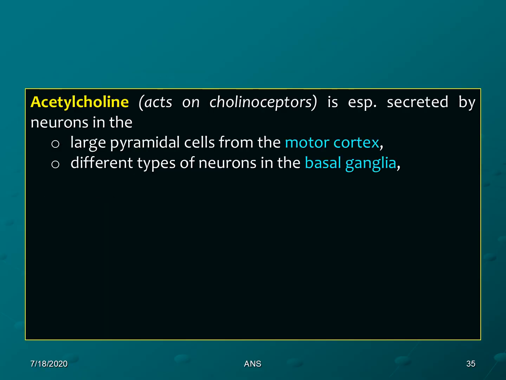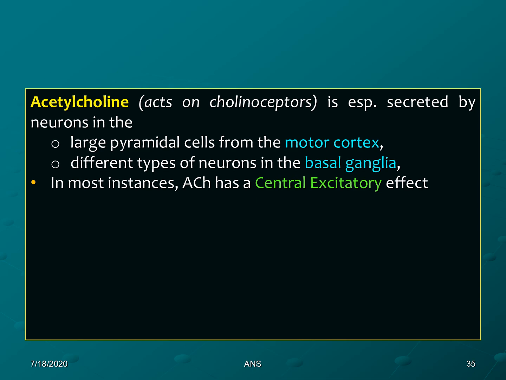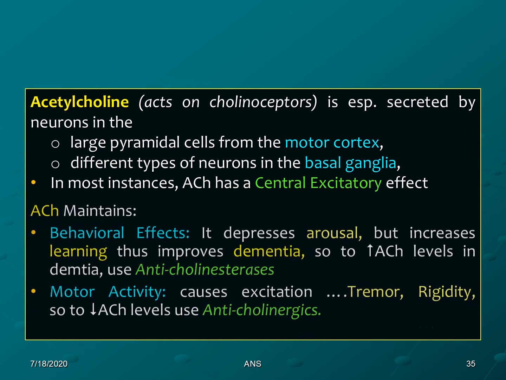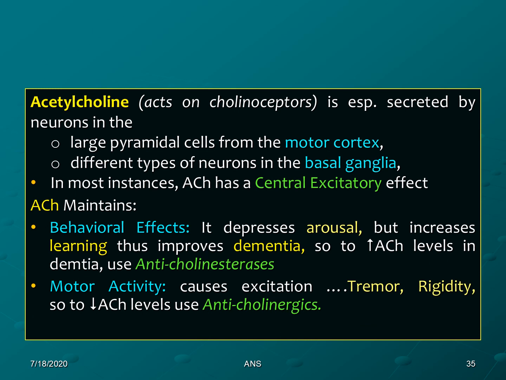Now, acetylcholine acts on cholinergic receptors present in the brain, largely the motor cortex or even different types of basal ganglia sites. So, it is excitatory in nature. It will maintain behavioral effects. Opposite to norepinephrine, it will depress the arousal, but it increases the learning and improves dementia. So, that is why if there is dementia or loss of memory, we will use anticholinesterase, which will inhibit the metabolism of acetylcholine and thus increase the level of acetylcholine in the brain, and help in the improvement in the symptoms of dementia.